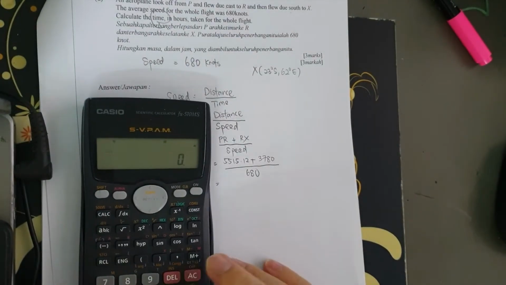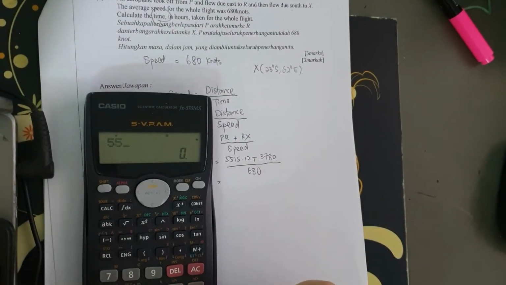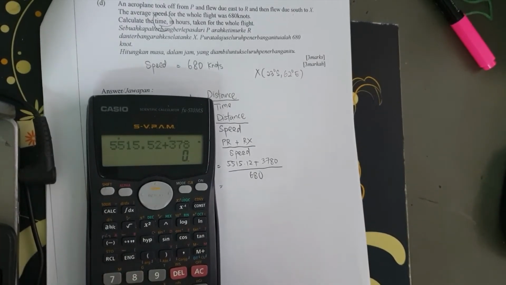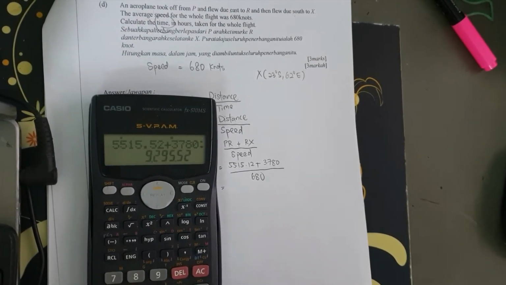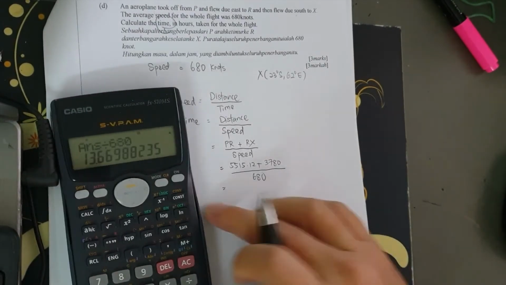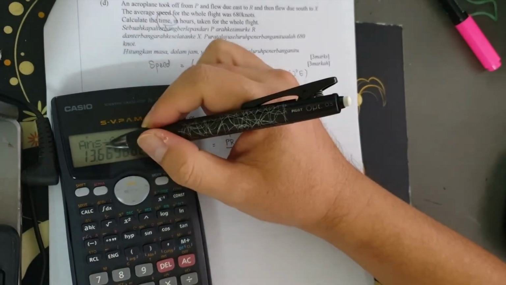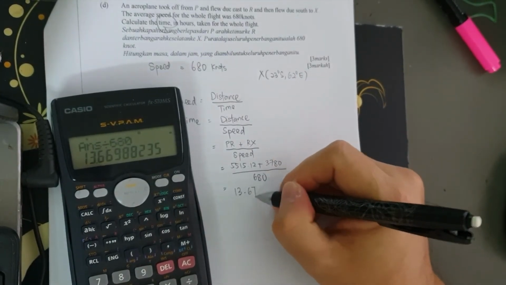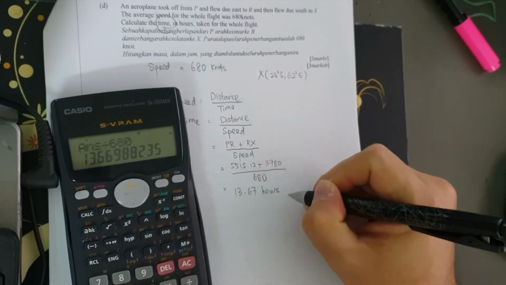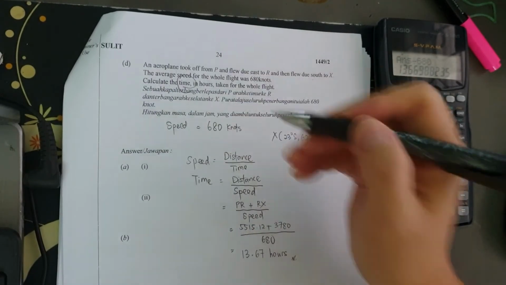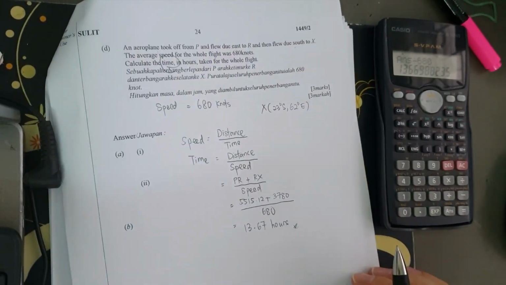All right. Let me use the calculator. 5515.12 plus 3780. Press equal first, then divided by 680. All right. So you will get 13.67 hours. Do I have to change it to minutes? Not really. It says it's in hours. Okay, thank you for watching.